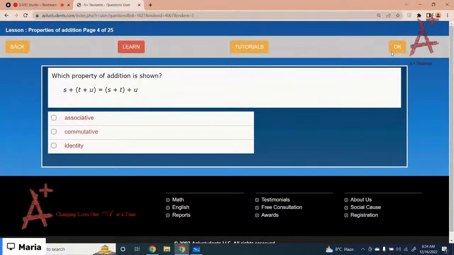Okay, which property is shown? Communication. Commutative it is, not communication. Yes, that is the associative property. You have three numbers involved. On both sides, the numbers are the same. This is the associative property. Got it? Yes, associative. Good.